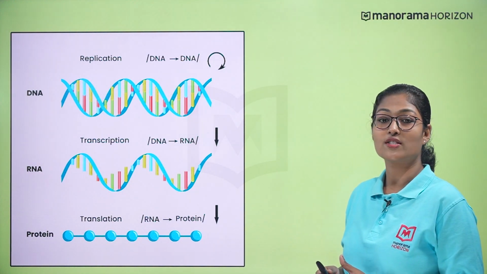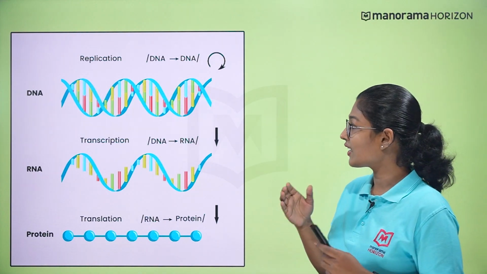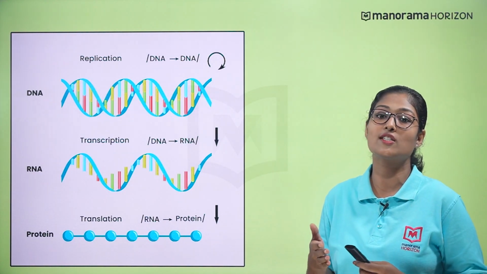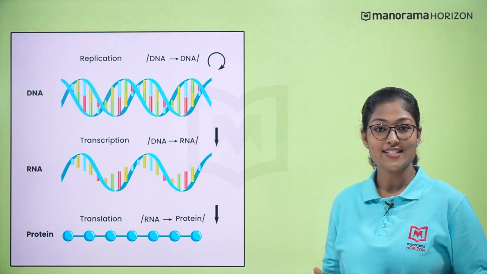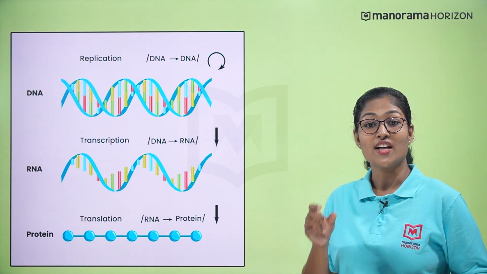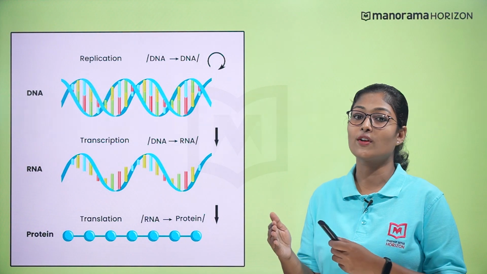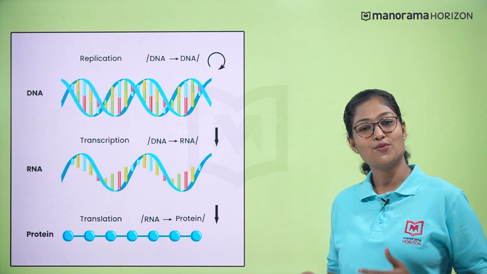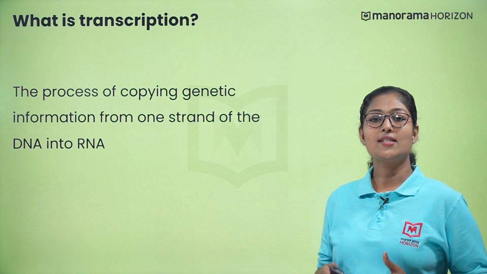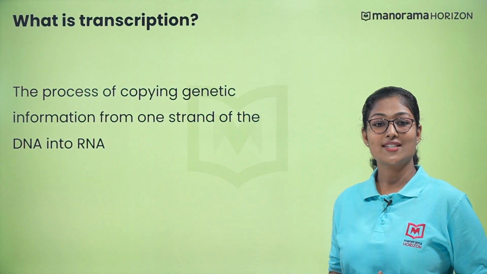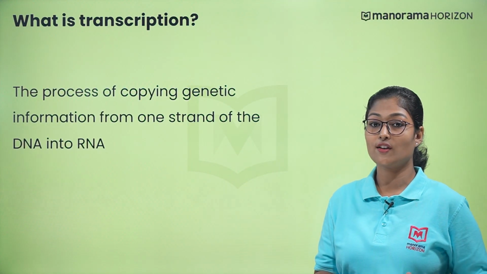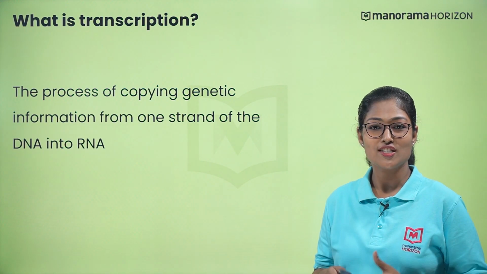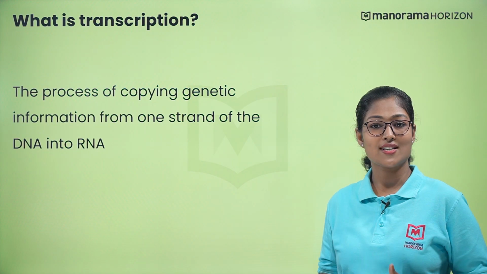Transcription is the process by which the information contained in the DNA is transferred to a newly assembled piece of mRNA. And translation is the process by which the RNA codes for specific proteins. In this video, we will be learning about transcription. To be simple, the process of copying genetic information from one strand of the DNA into RNA is termed as transcription. So, where does this process take place?